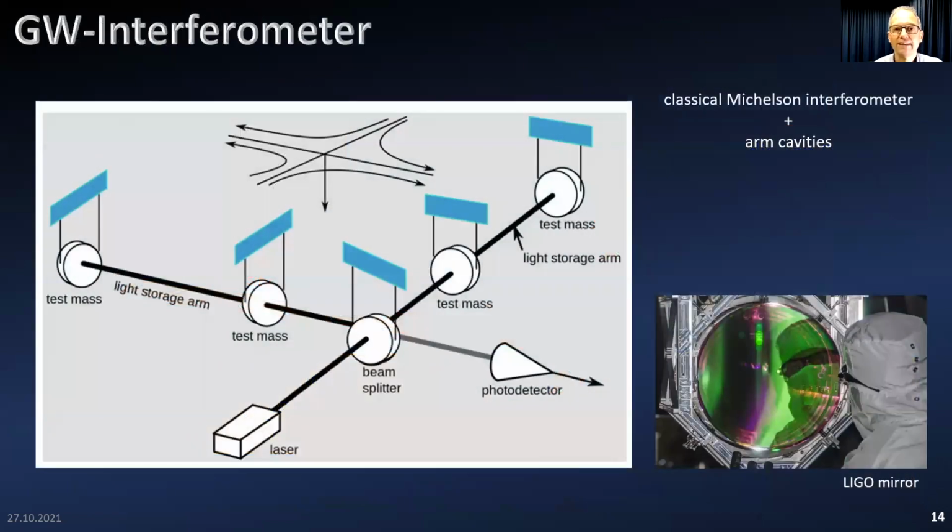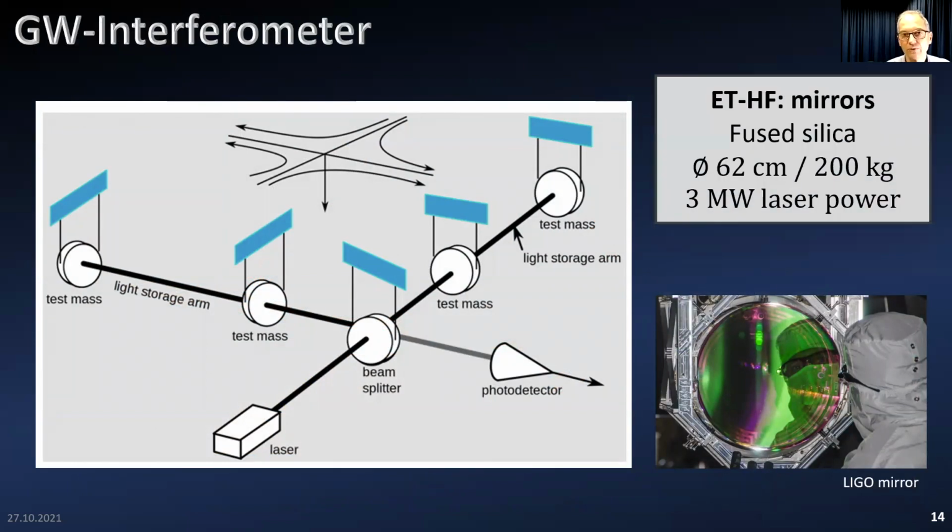Then in the end, this is again the photograph of the sketch of the interferometer, and what we use for the high frequency mirror. This is the mirror where those quantum effects are most relevant. We use fused silica, a 62 centimeter diameter mirror with a weight of 200 kilograms. That's quite a heavy object, and you can imagine that there's a limitation on how far you can go in mass. And the laser power is 3 megawatt. This is the laser power in the resonant cavities in the arm. The injection laser power is more in the order of a few kilowatt. This is the effect of the signal recycling mirror then.